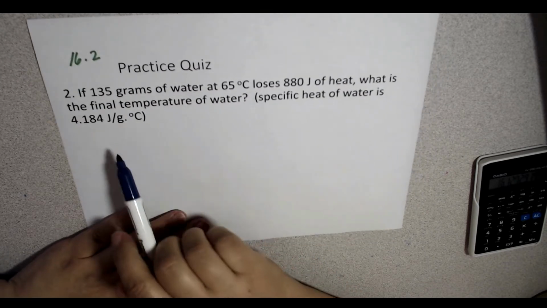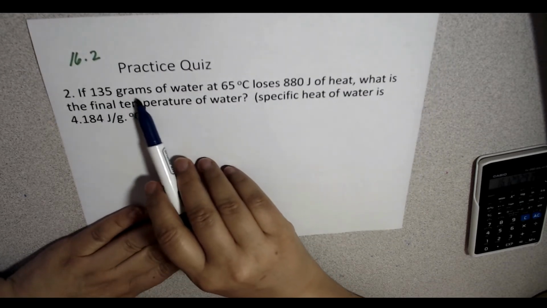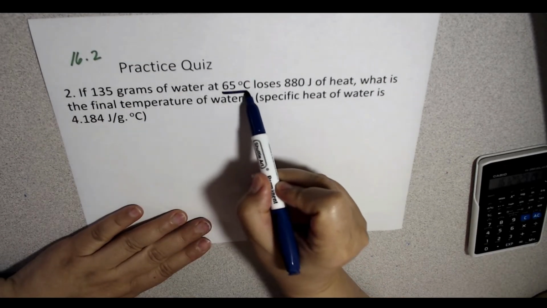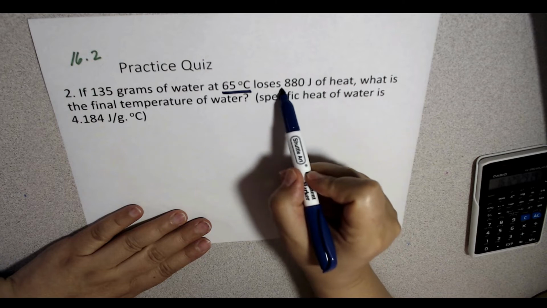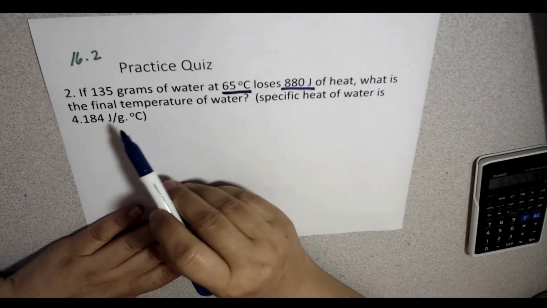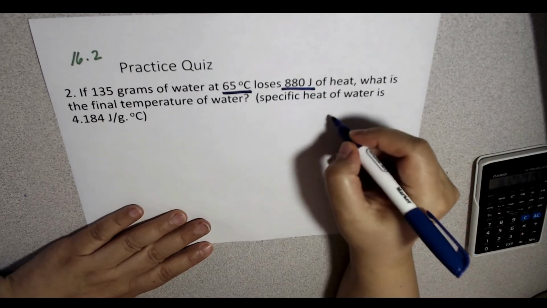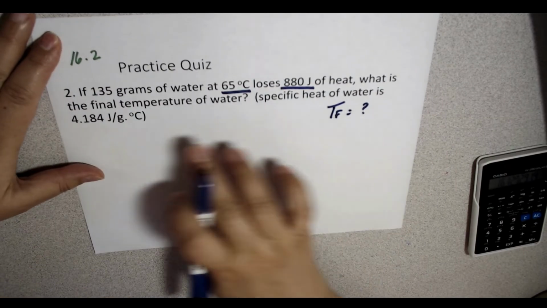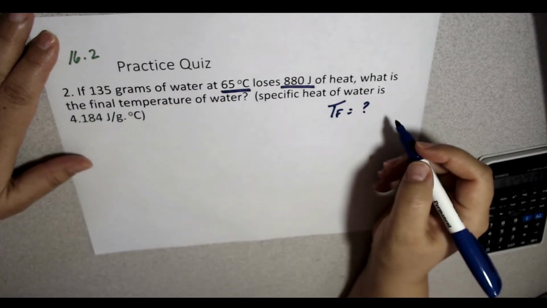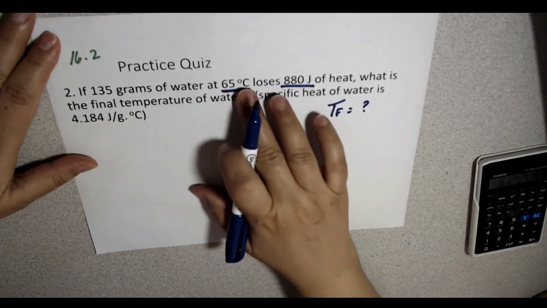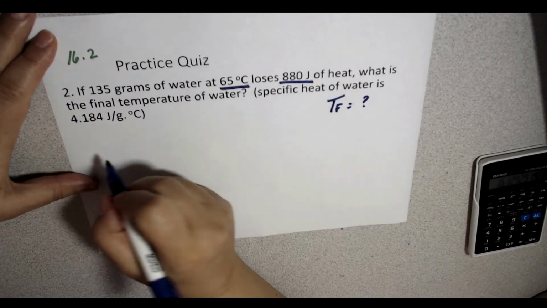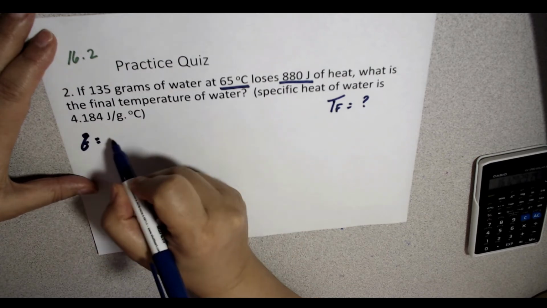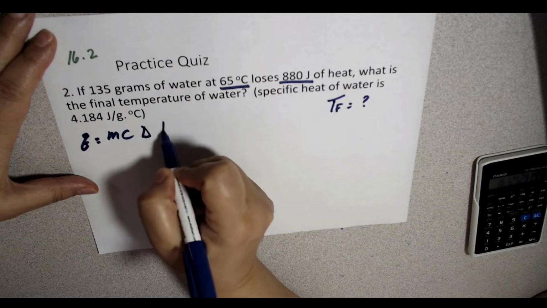Problem number two. If 135 grams of water at 65 loses 880 joules, what is the final temperature? So we're looking for final temperature. We have the specific heat, we have Q, we have initial. So step number one, we're going to solve for delta T. So Q equals mc delta T.